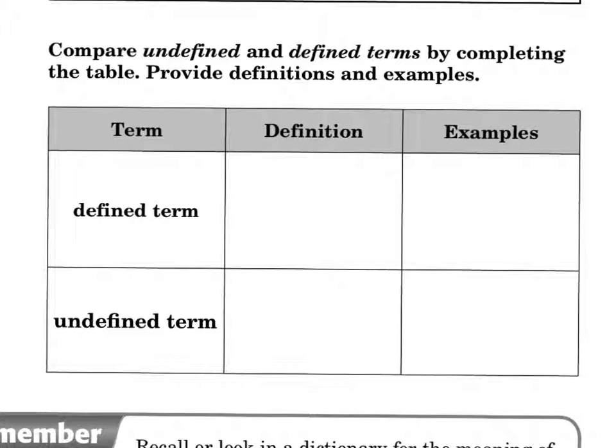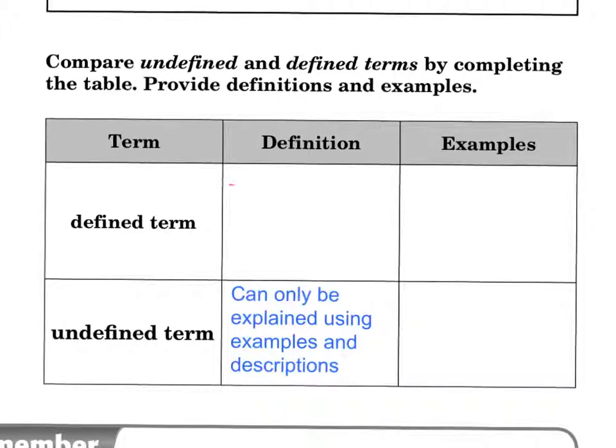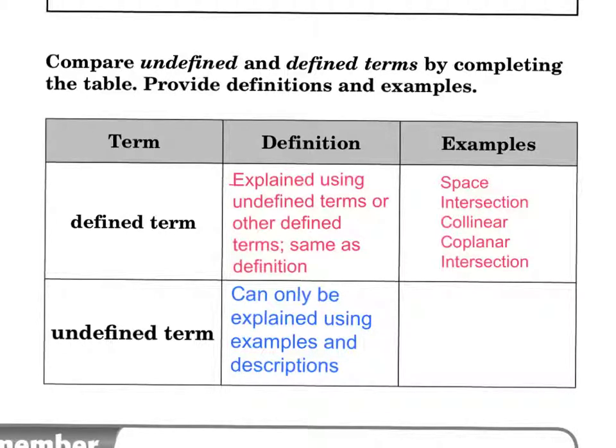Okay, so we're going to use this table here. We already have the definitions, so if you guys just want to copy the definitions over, we're going to list some examples of defined terms and undefined terms. So there's our definitions again, and let's put the examples of a defined term. We have space, intersection, collinear, coplanar, and intersection. Oh, I have intersection written down twice. Great, awesome. Now, those are the last couple definitions we talked about, so that means undefined terms have to be those special 3: point, line, and plane.